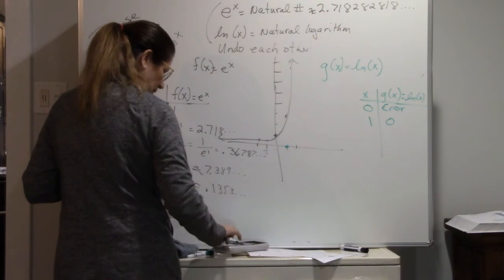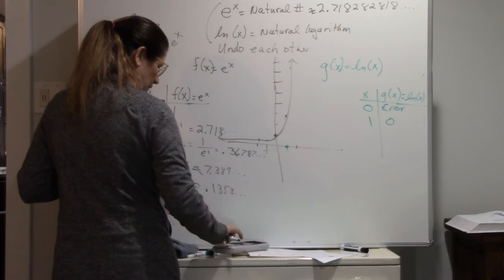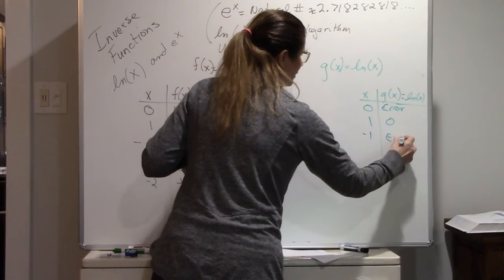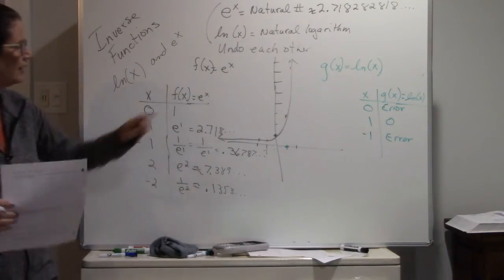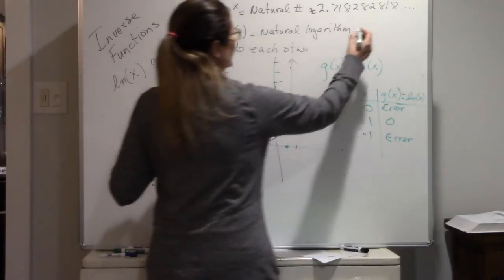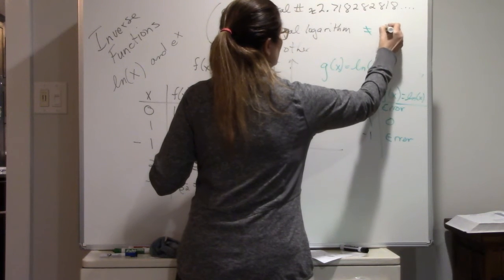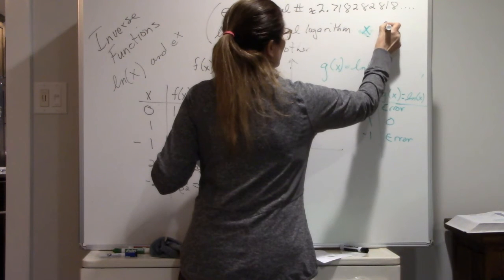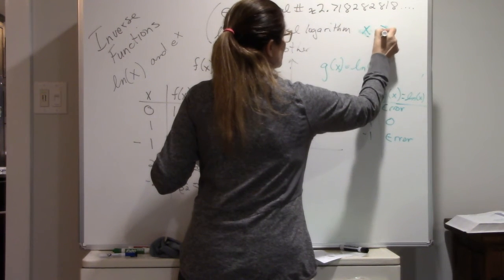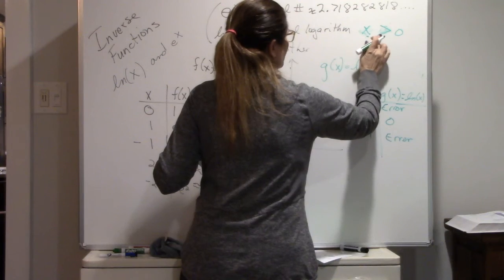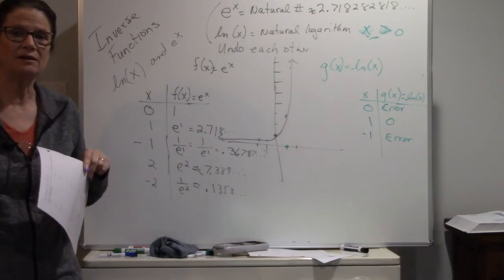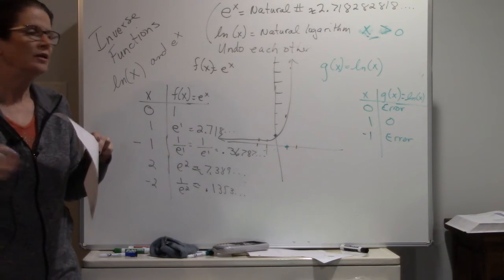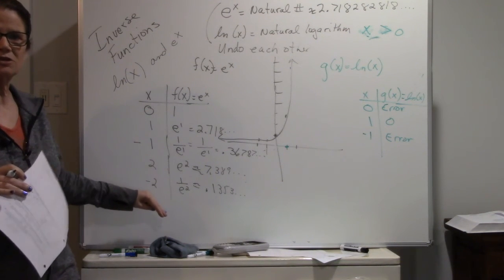When I have ln of negative 1, you're going to have another error. So x cannot be 0 or negative. X has to be greater than 0. Okay, that's our domain.